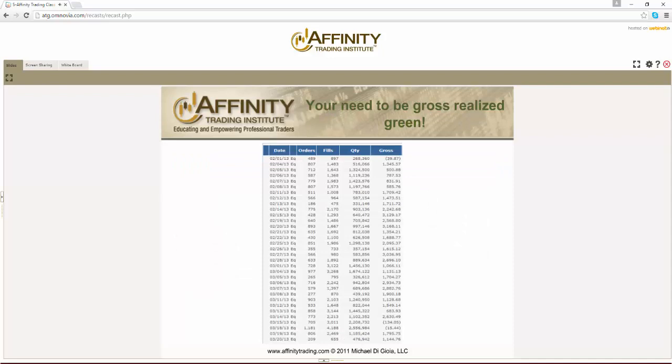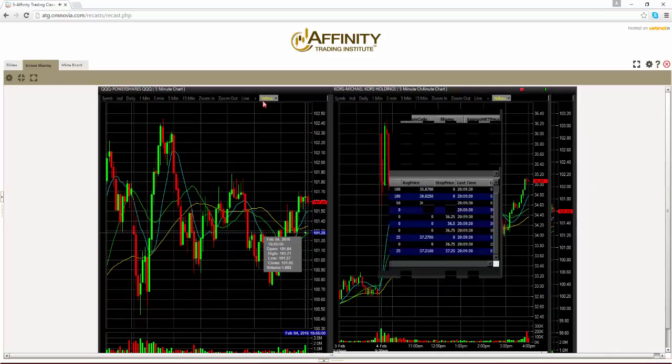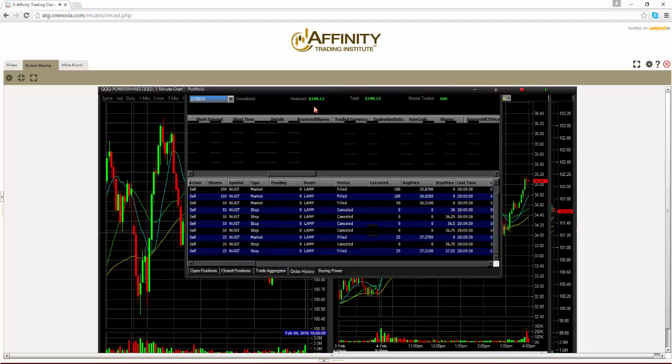Now, guys, you need to be gross realized green in order to be successful at trading. And this is just the trading runs of one of our traders, who is gross realized green. That means you got to pull money out of the market. That means that your screen at the end of the day needs to be green. That means you pulled money out of the market.